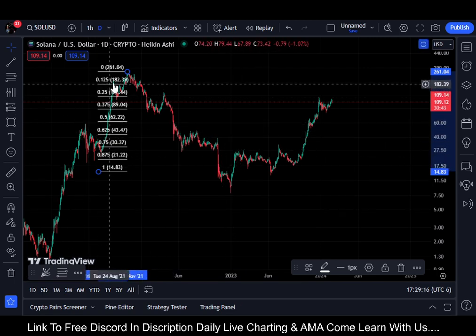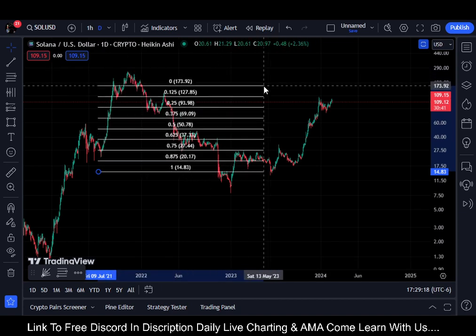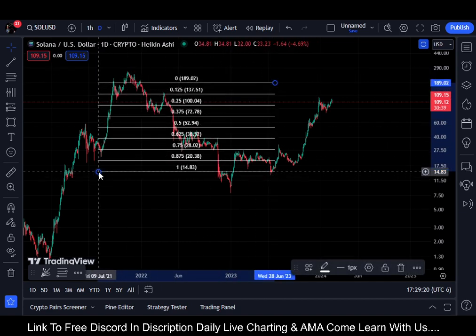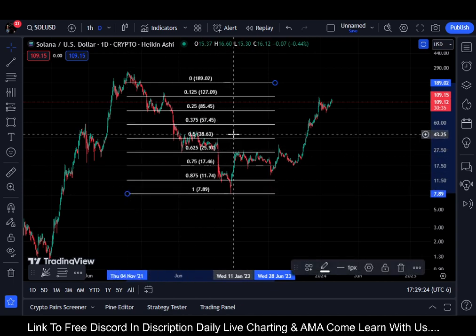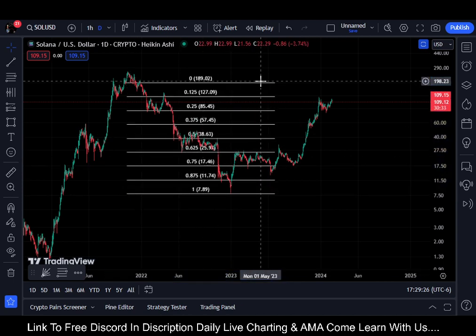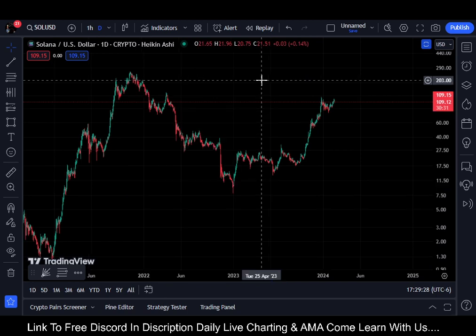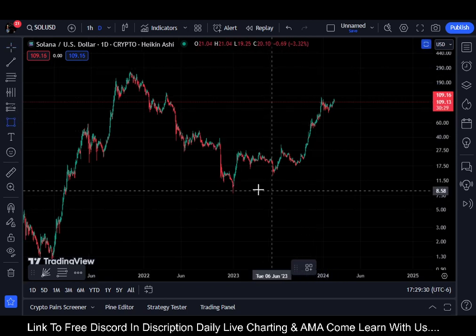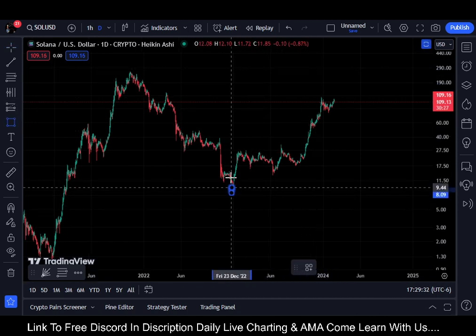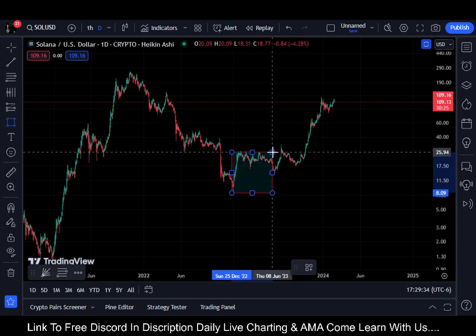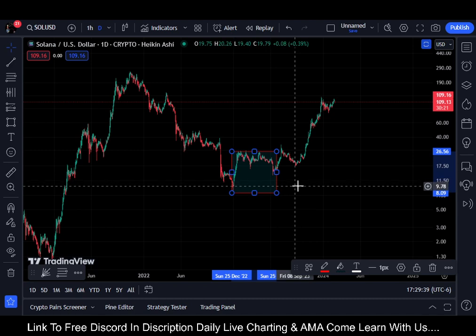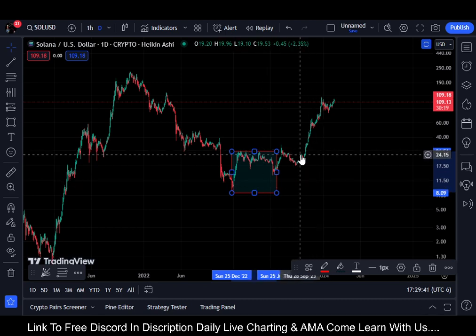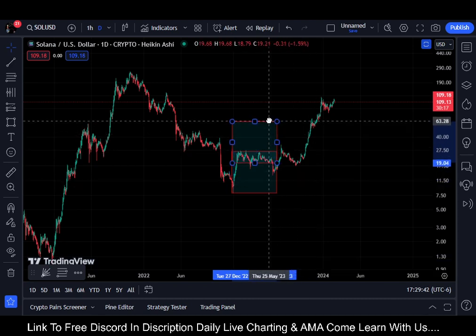So let's take this tool. I like to use just rectangular boxes. Oh, here, it's going to be easier just to use boxes. So let's grab the rectangle tool and let's say, okay, look at this range right here. Let's copy it and paste it.